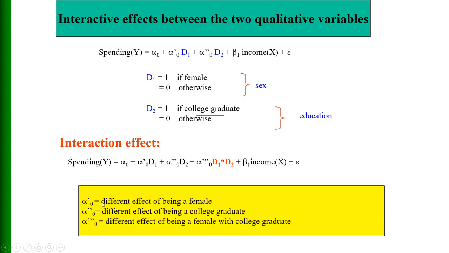Alpha naught prime means different effect of being a female. Alpha naught double prime means different effect of being a college graduate, and alpha naught triple prime means different effect of being a female with college graduate.